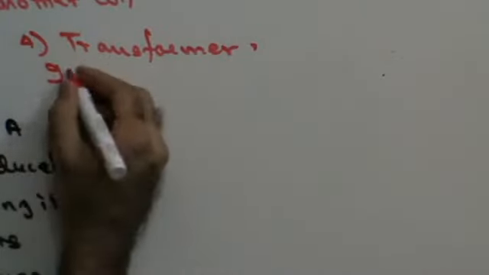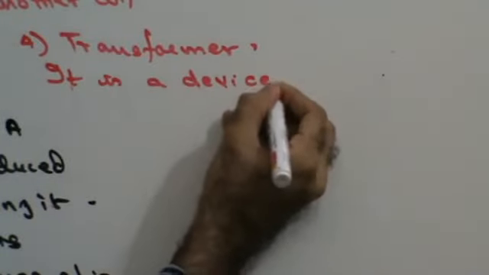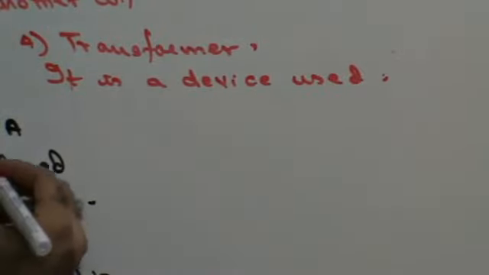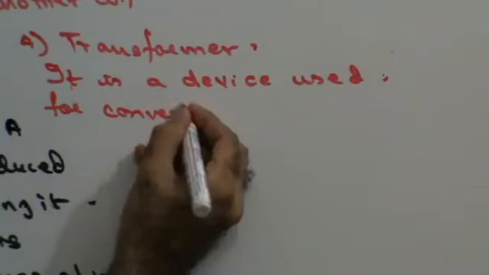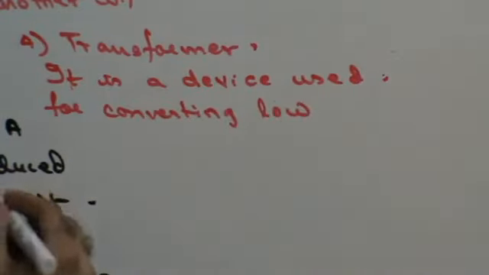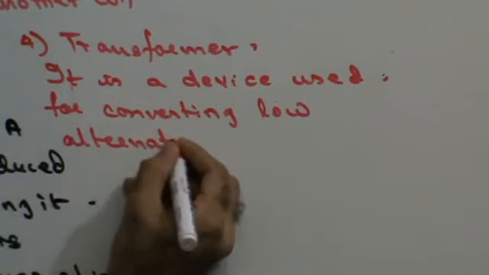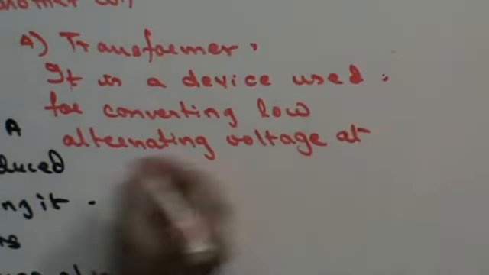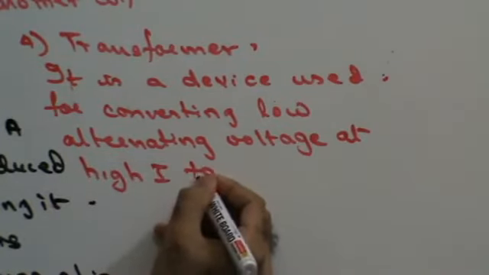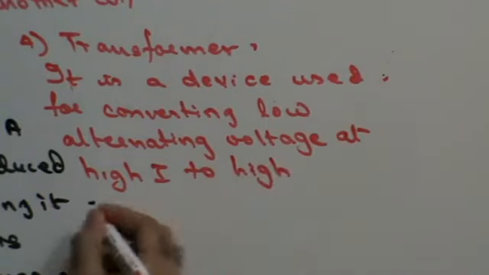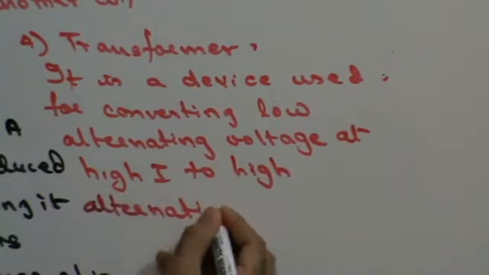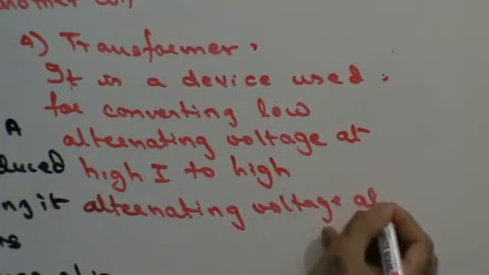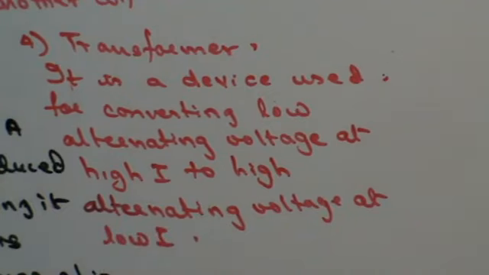So how do I define a transformer? It is a device used for converting low alternating voltage at high current to high alternating voltage at low current. Simple. Do we get this clear?